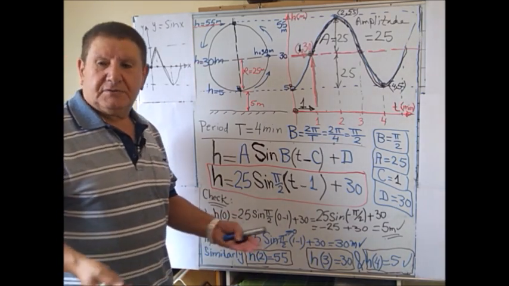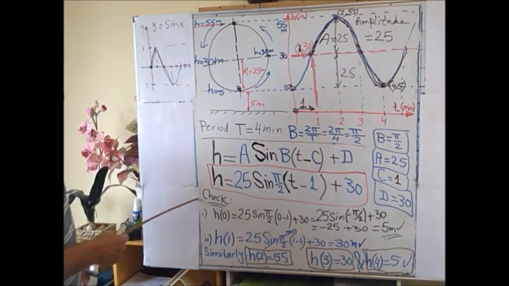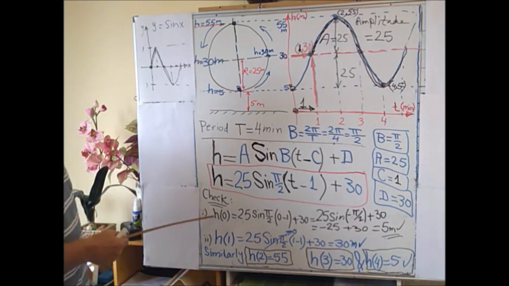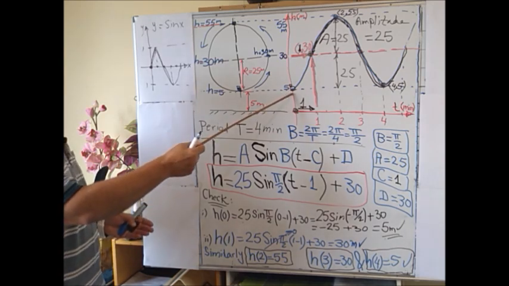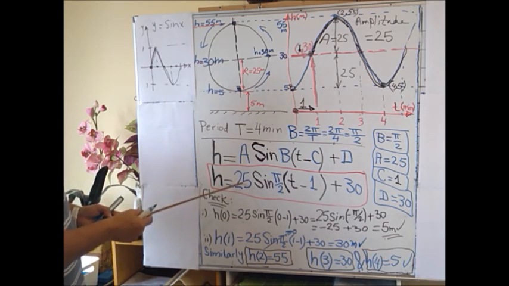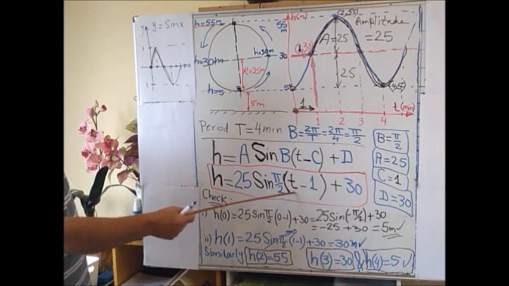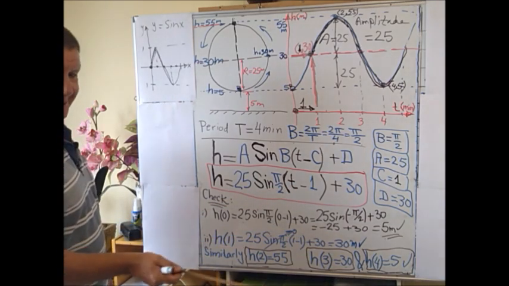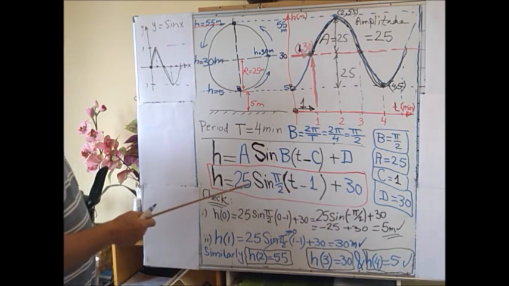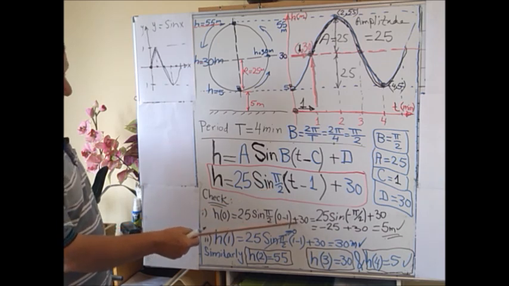But to satisfy yourself, to confirm it, we do checking. Let's check h, the height, when the time is 0. We expect when the time is 0, the height will be 5. That is at the beginning. Let's see if this equation gives us what we expect. Let's put t equals 0 here, because at the beginning, the time is 0. Okay. So we have 25 sine of pi over 2 times (0 minus 1), plus 30.